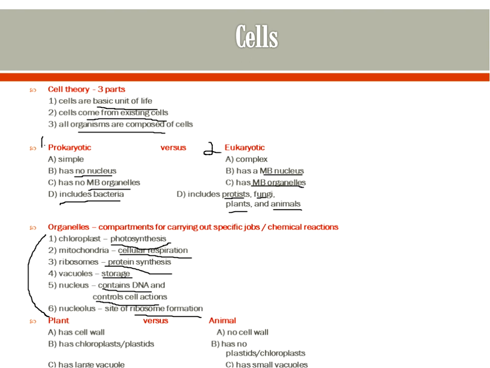We should also know about plant and animal cells. Plant cells have a cell wall. Animal cells will never have a cell wall. Plant cells have chloroplasts and also plastids. Animal cells do not have that. Plant cells have one large vacuole. Animal cells have vacuoles too, but they're much smaller. We'll just know the difference between plant and animal cells as well. They're pretty similar, but a plant cell will have a cell wall and chloroplasts, where an animal cell will not. And the vacuoles are a little bit different as well.